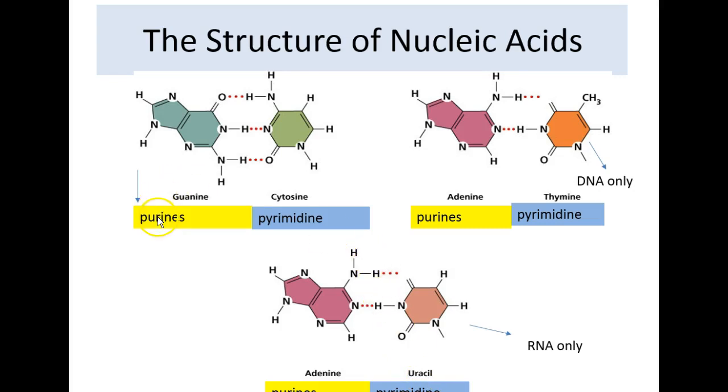So thus a purine, guanine, always pairs with a pyrimidine, cytosine. A purine, adenine, always pairs with a pyrimidine, thymine. Also notice the difference between purines and pyrimidines. Purines have two nitrogen rings, whereas pyrimidines have one nitrogen ring.